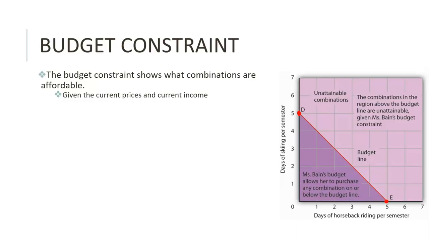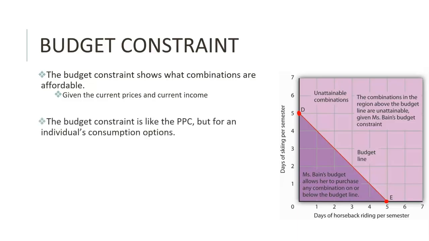Now, this does not tell us the prices or the budget. I have a graph on the next slide that will do that, but we're just going to assume that this represents the maximum they can afford. This is similar to the production possibility curve, but it's for consumption options. Rather than the maximum they can produce, it's the maximum they can consume with their current set of resources, which in this case is income and prices.